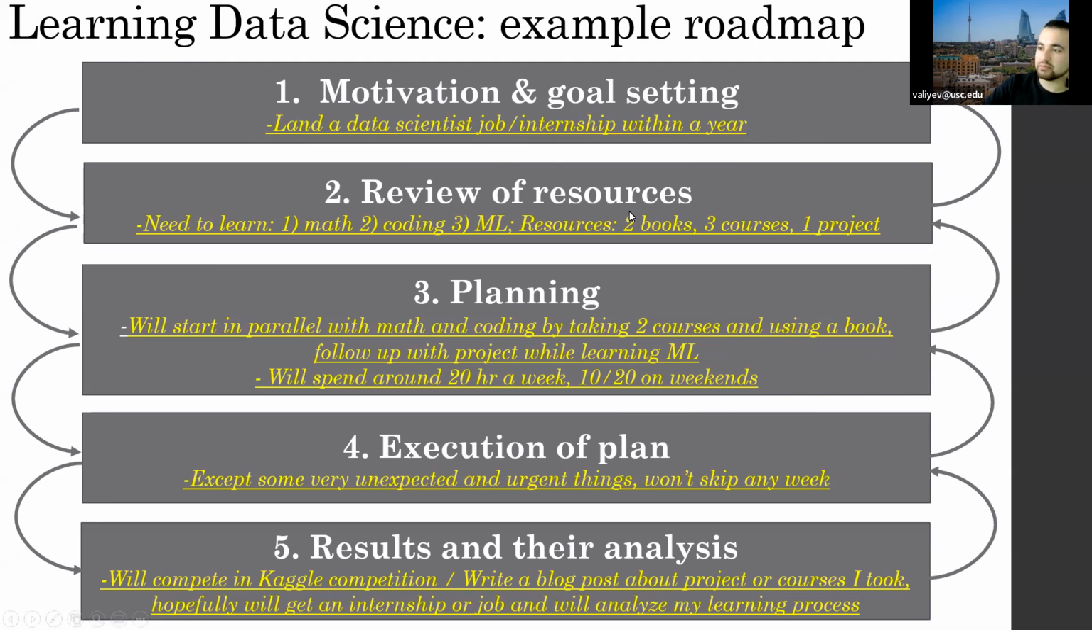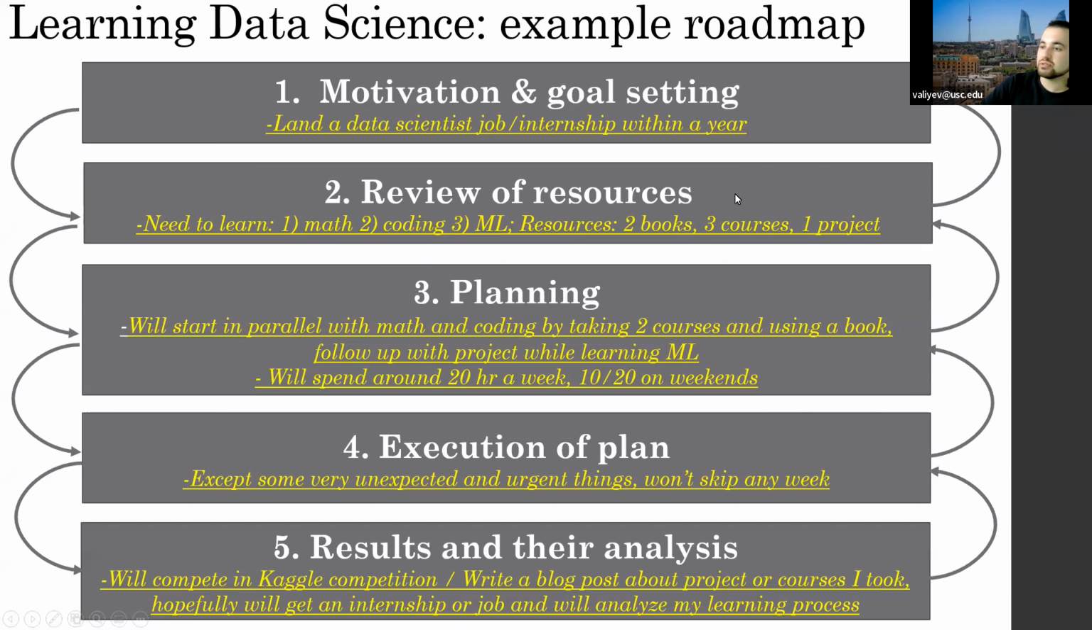Then you go on to resources. You identify that you need to learn math. I didn't outline which sections or which type of math you need, but it's just for general reference. You need some math. You need to be able to code. ML stands for machine learning. So basically, for data science, you need math, coding, and ML. And for resources, you can use books, courses, and projects.